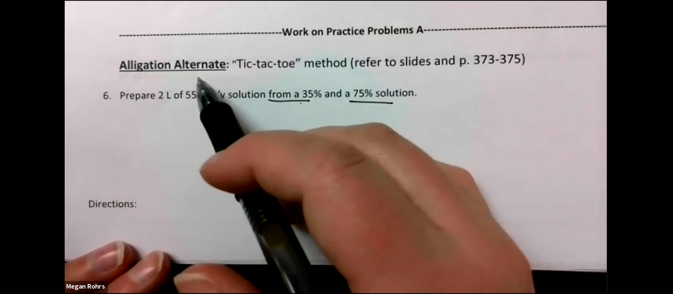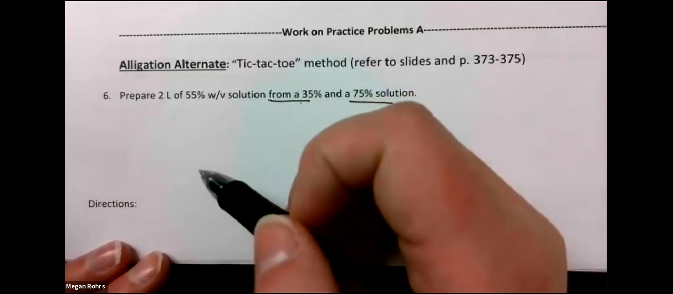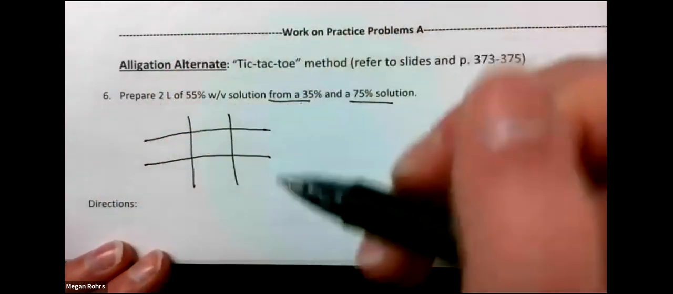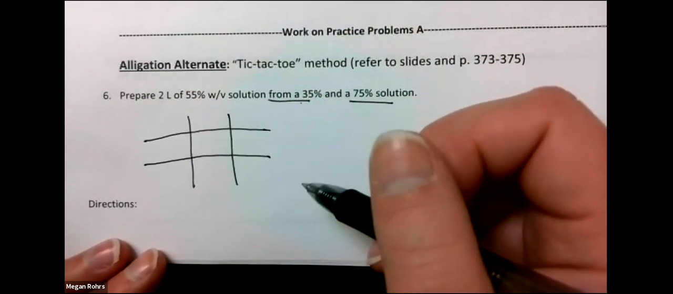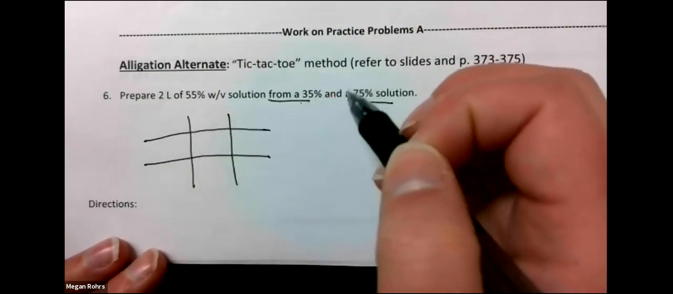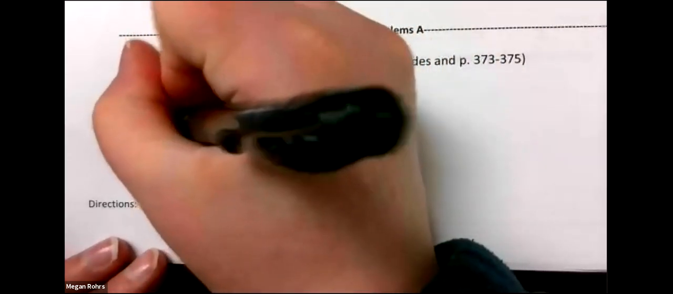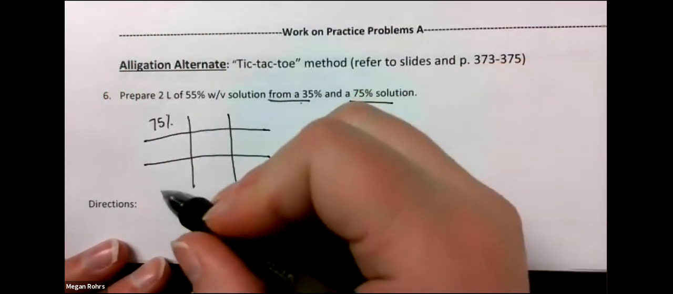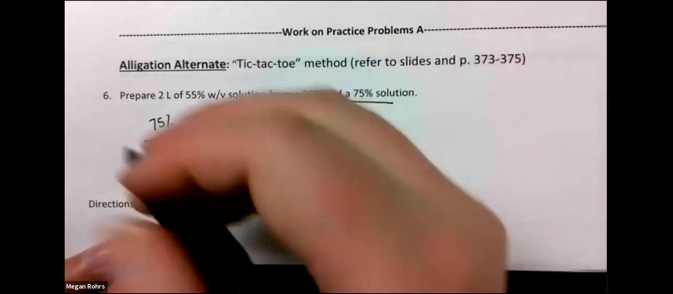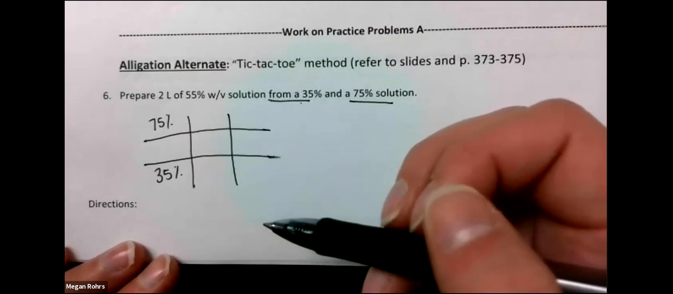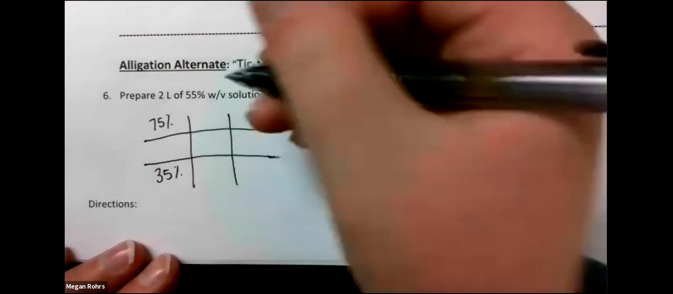So with alligation alternate, always start out with a tic-tac-toe board, just like so. Now, step 1, put your higher concentration in the top left. Our highest concentration is 75%. Step 2, put your lower concentration in the bottom left. The lowest one that we have is 35%. Step 3, put your desired concentration right in the middle. So we're trying to make a 55% solution.